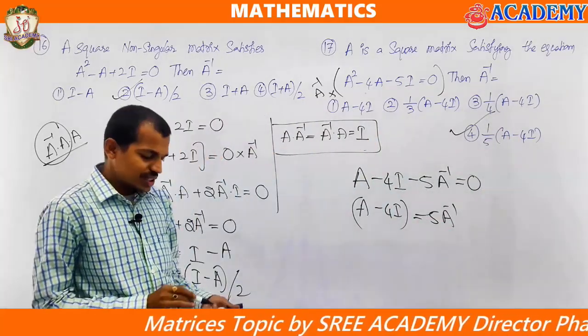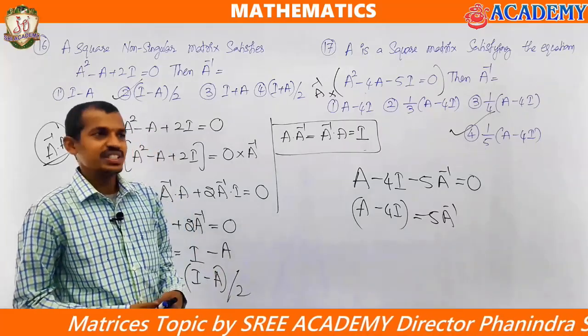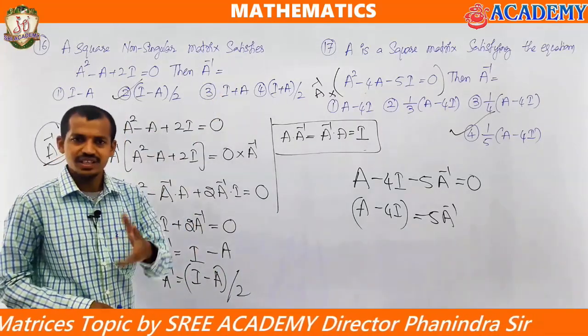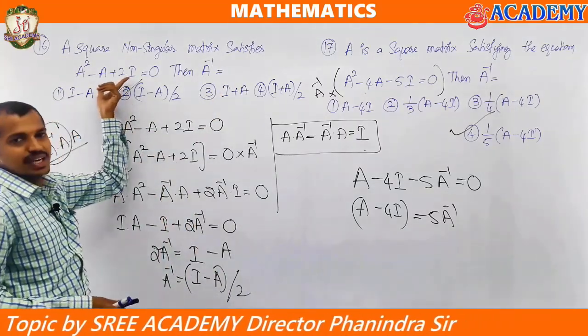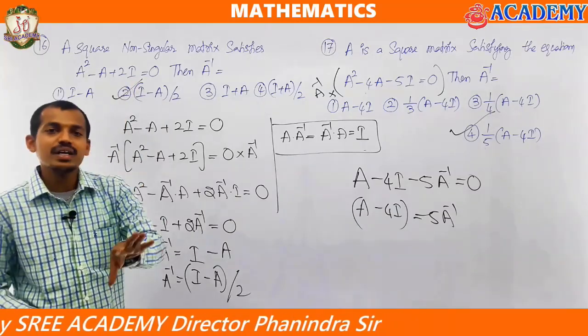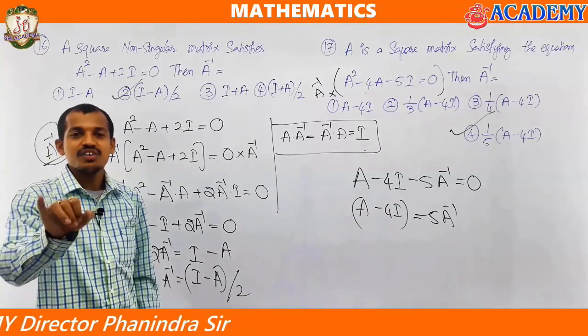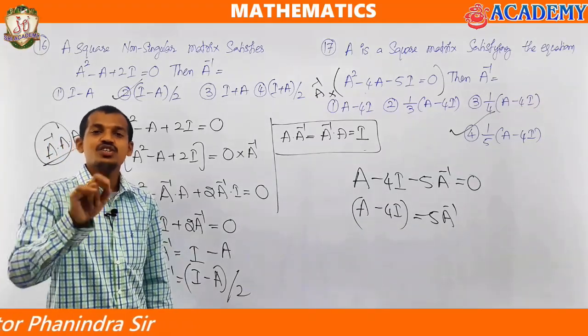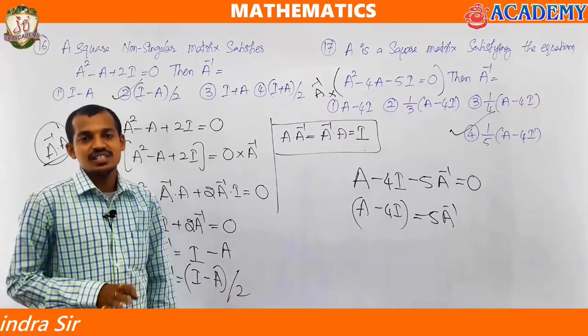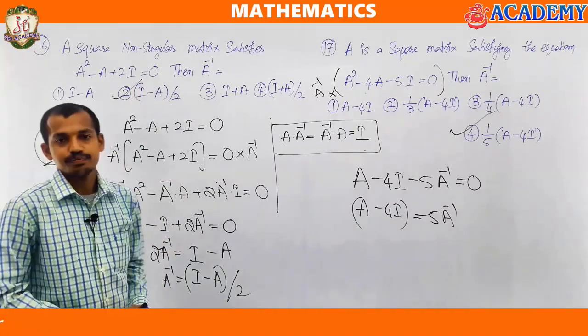Simply, if this type of question is given, by seeing you can say nothing is there, simply multiplying A inverse on both sides you are going to get it. But for matrix A, whether A inverse is possible or not, we have to check. When is A inverse going to be possible? If it is a non-singular matrix, that he mentioned here.